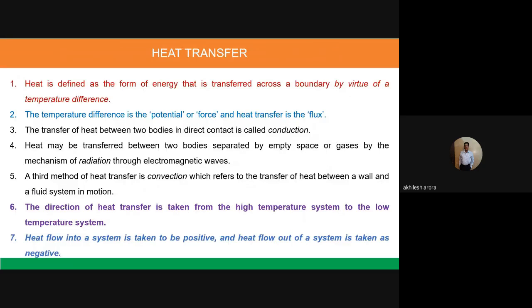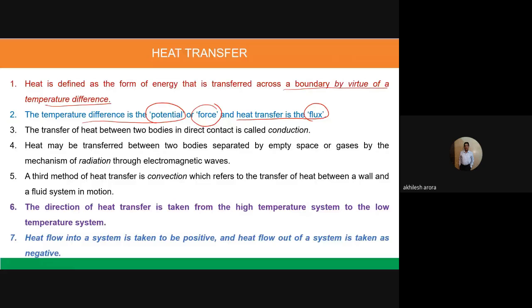The next topic relates to heat transfer. Now, heat is a form of energy that is transferred across the boundary by virtue of temperature difference. So, you know that if a body is at a higher temperature and another body is at a lower temperature, the heat will automatically flow from the high temperature body to the low temperature body. But the vice versa is not possible. The temperature difference is the potential or force, and heat transfer is the flux.